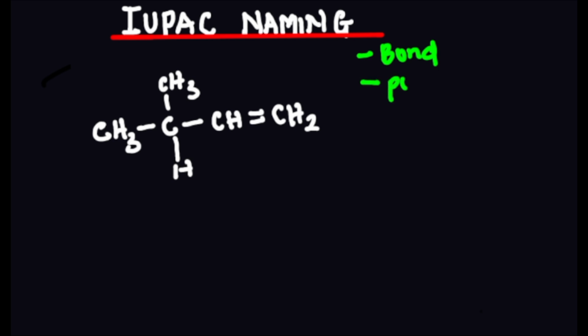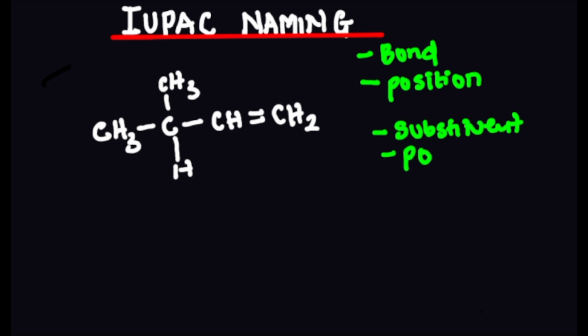Then the next thing you check is the position of the double bond. If there is the presence of a double bond or triple bond, check their position. Then the next one, you check for the attachment, or you call it the substituent, and at the same time you check for the position of that as well. It's very important. So: bond, position, substituent, then position.